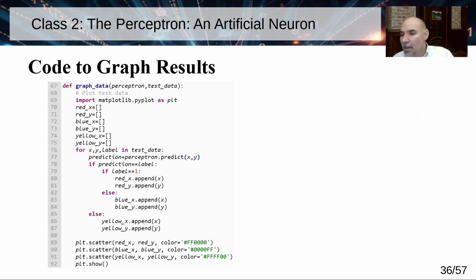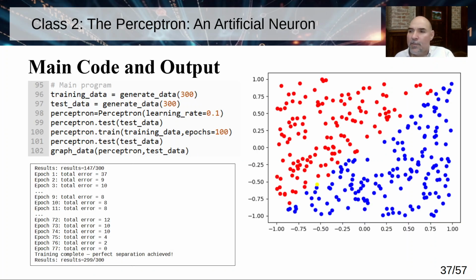Now, instead of me running this live, let's just look at what the output would be. So here's what the output of that would be with this main program. In my main program for this one, I generated 300 training data points and then 300 novel test data points that it never saw before. So in other words, the training data is completely different data than the test data.